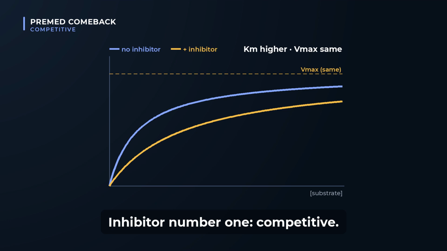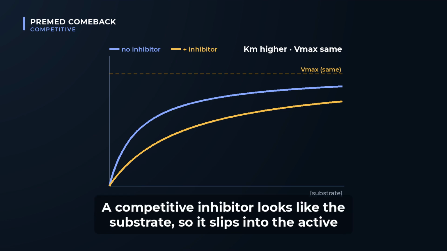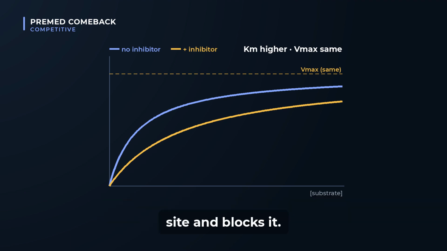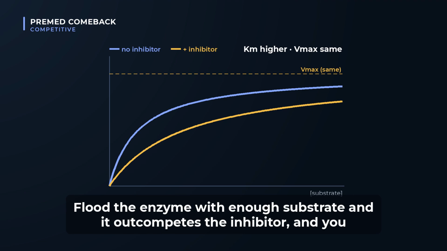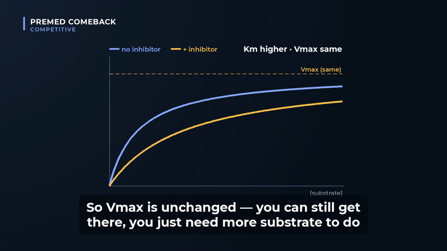Inhibitor number 1, competitive. A competitive inhibitor looks like the substrate, so it slips into the active site and blocks it. But here's the key. This is a fight the substrate can win. Flood the enzyme with enough substrate and it outcompetes the inhibitor, and you still reach full speed. So Vmax is unchanged. You can still get there, you just need more substrate to do it.